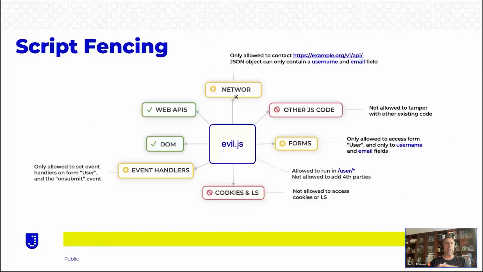So from a script perspective, if we attenuate the behavior of a script, like I said, we allow that script to run, but we disable certain specific behaviors, and we call this script fencing. So this is like a shorter way to refer to this attenuation. So we say that we fence the scripts into attenuated behavior.